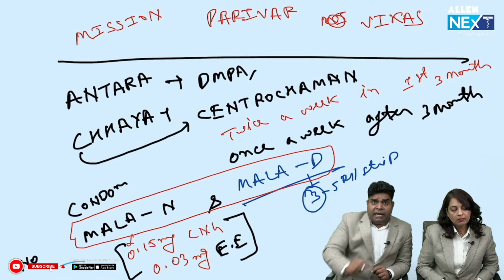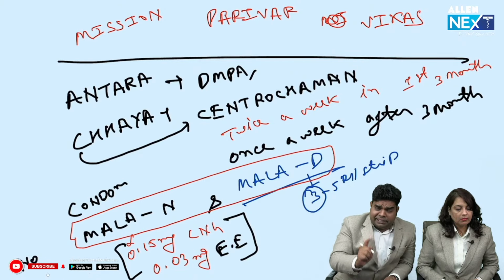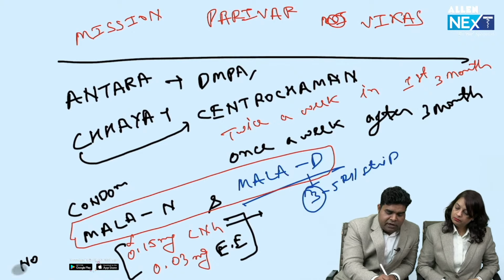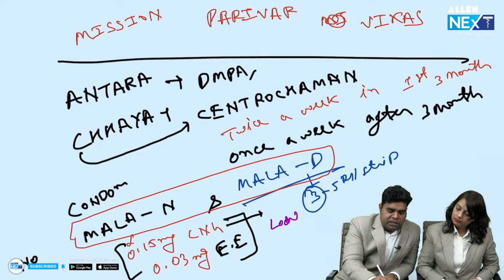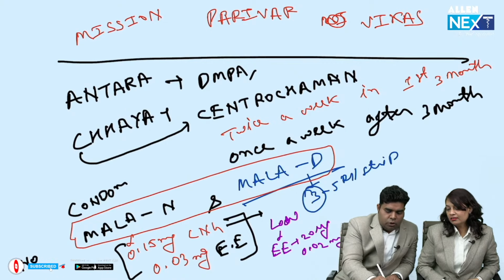But if they ask the composition of low dose OCP, only one difference is there. Whether it's normal dose or low dose, both have the same levonorgestrel. But the difference is in the ethinyl estradiol: in a low dose OCP, the ethinyl estradiol is 20 microgram or 0.02 milligram. So that is low dose OCP.